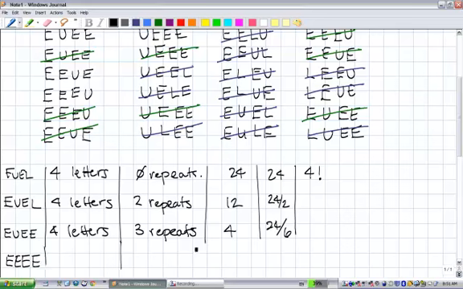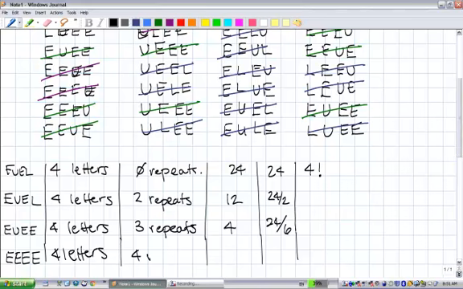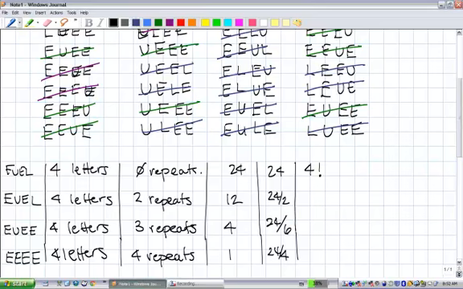And finally, let's convert everything to E's. Unfortunately, the U doesn't really work out that well. Converting everything to E's, we get cancellation again, and we're left with just one word. So 4 letters, 4 repeats, down to one word, so that's 24 divided by 24. Take the time, complete that table for me.